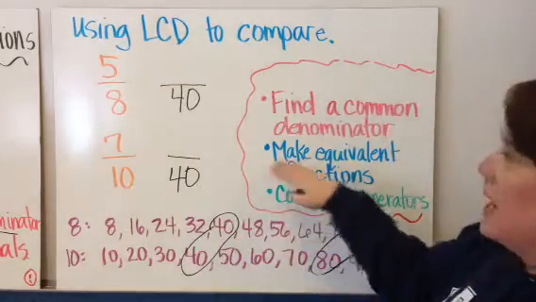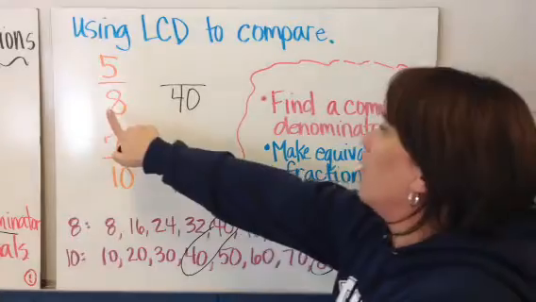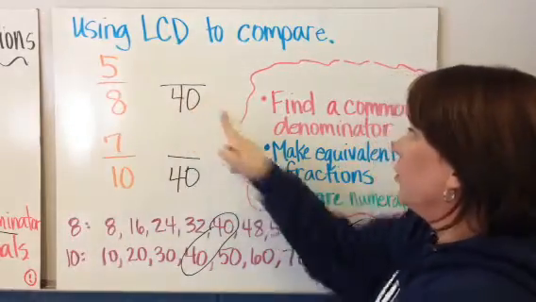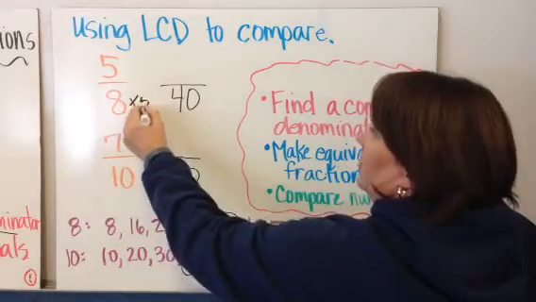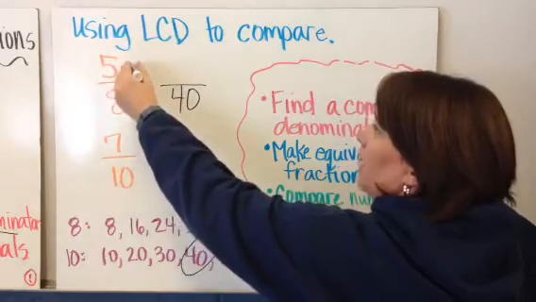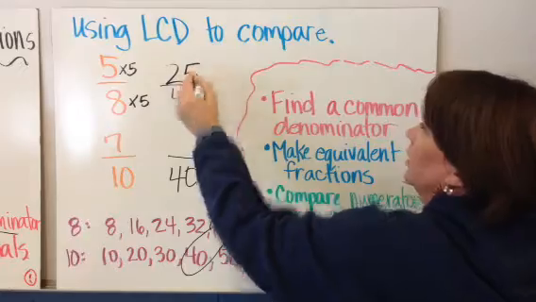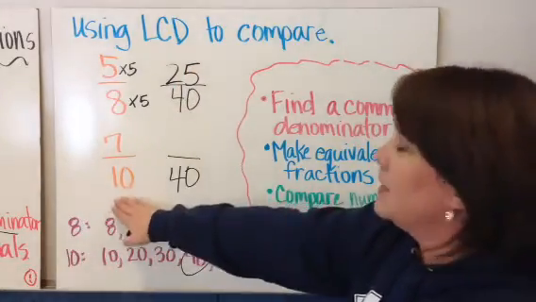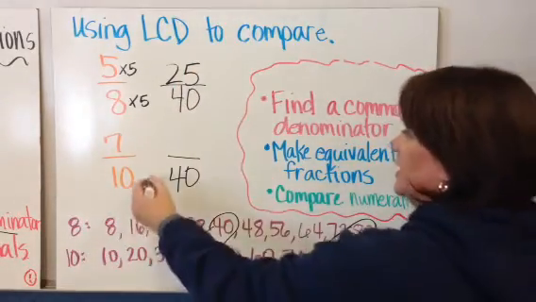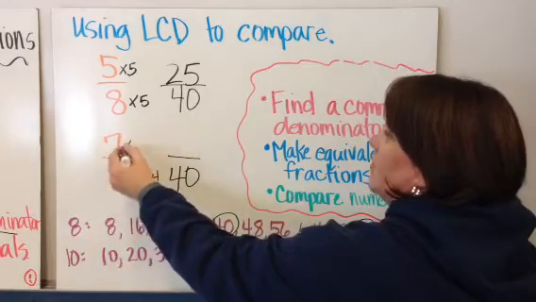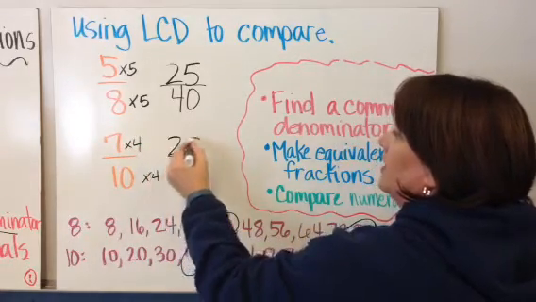And then I'm going to make equivalent fractions. What did I multiply 8 by to get 40? 8 times 5. And so I multiply 5 times 5 and I get 25/40ths. What did I multiply 10 by to get 40? 10 times 4 is 40. 7 times 4 is 28.